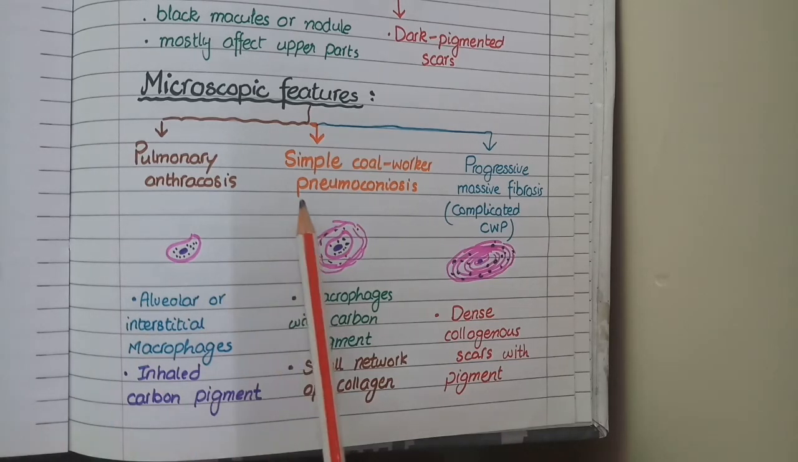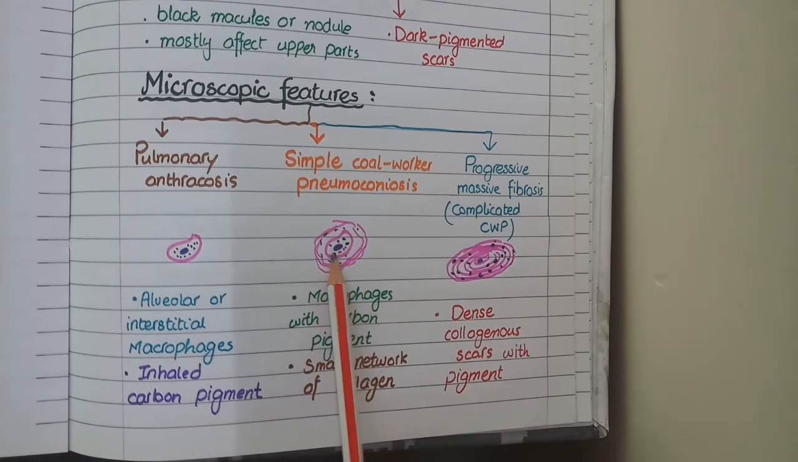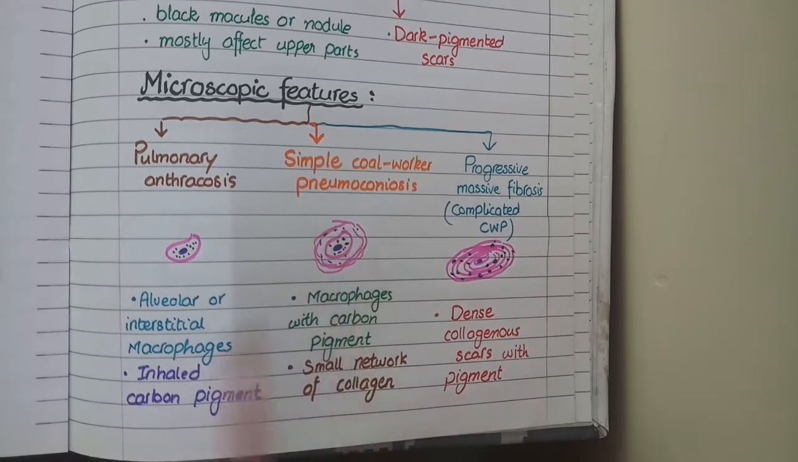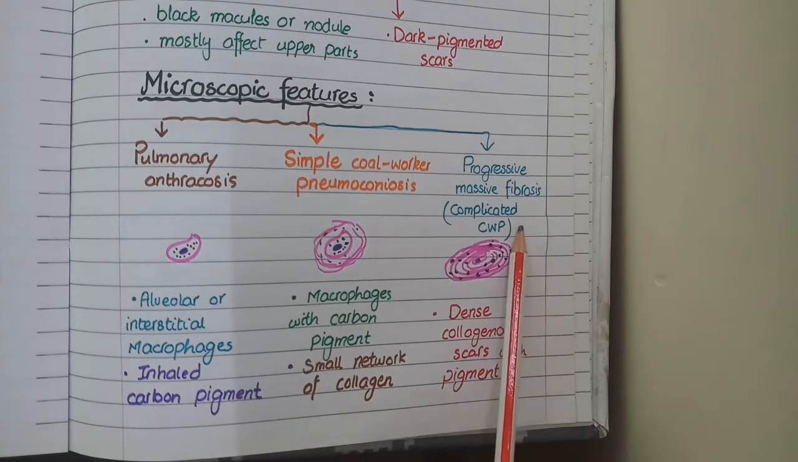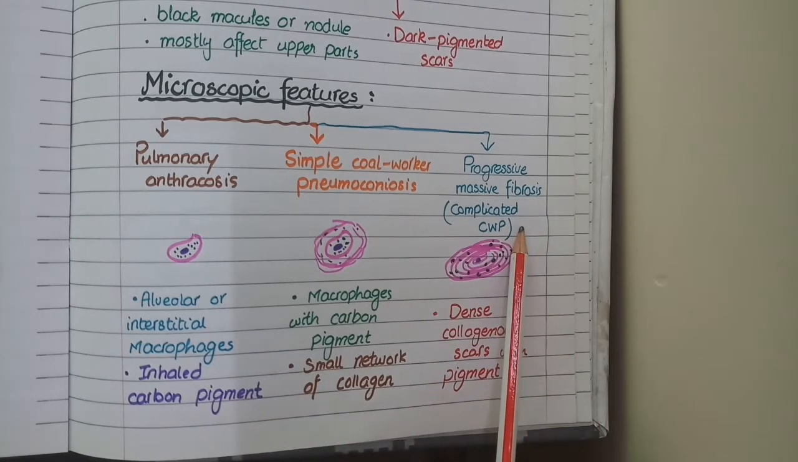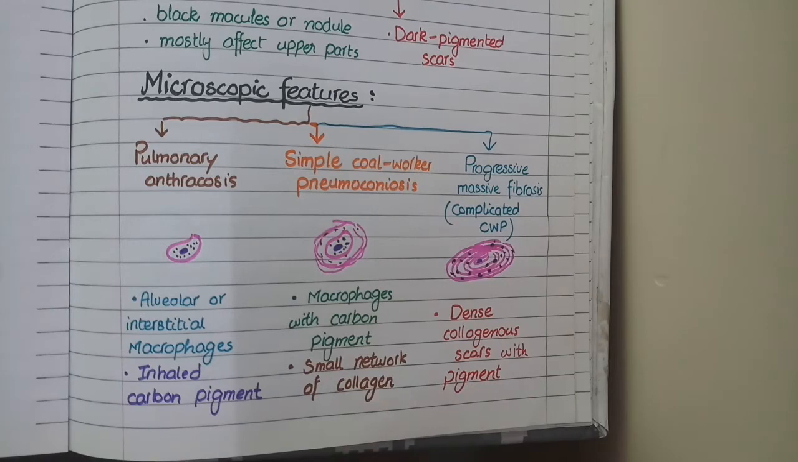The second stage is called simple Kohlwerker's pneumoconiosis, in which again you see macrophages with carbon pigment, but additionally you see small network of collagen surrounding them. The last or third stage is called progressive massive fibrosis or complicated Kohlwerker pneumoconiosis, and in this stage you see dense dark colored collagenous scars.